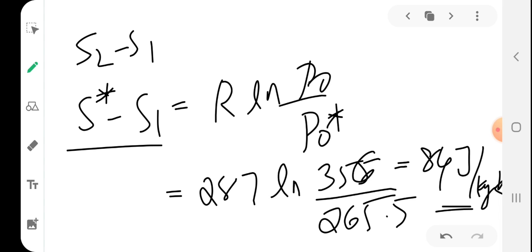This equation we have learned in the previous class while studying the Fanno relations for perfect gas. So you should know that equation for entropy, because the entropy table is not available. So that's it. We will move to one more problem.